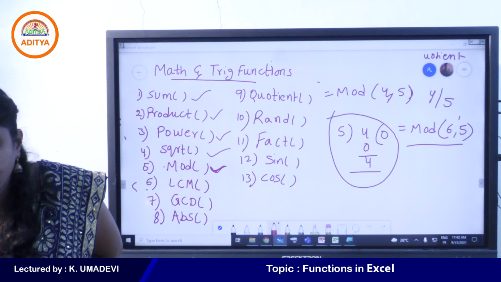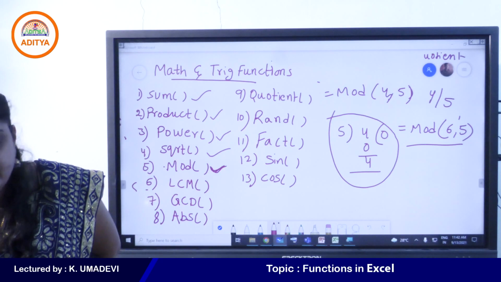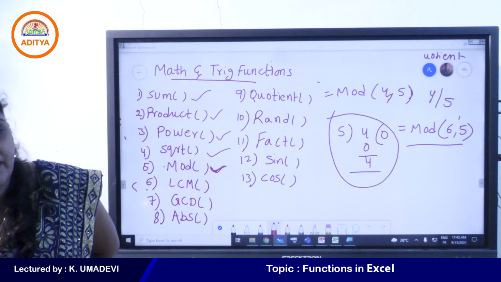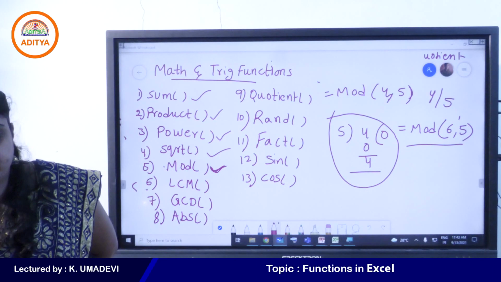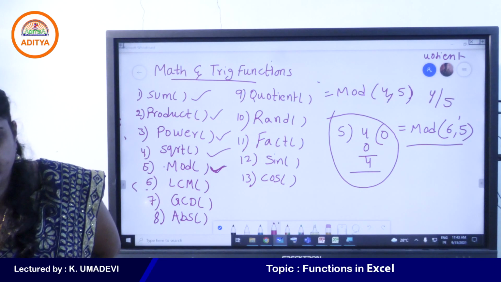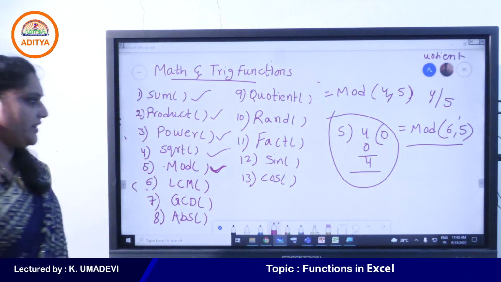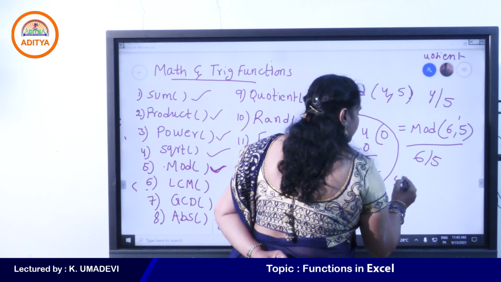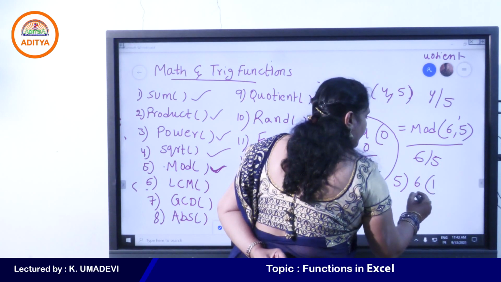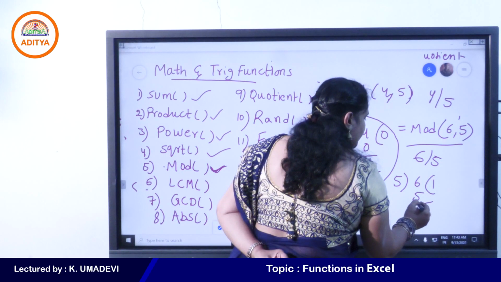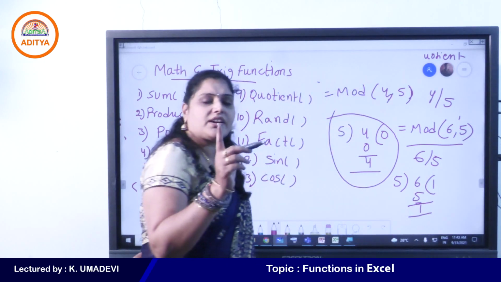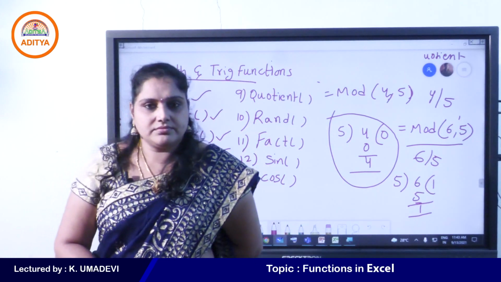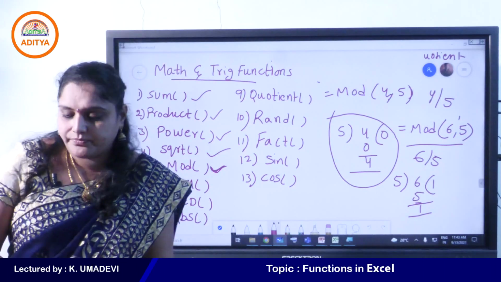Very good. Most of you have given the correct answers. Yes, of course, the quotient is 1, but it gives the remainder. Yes, 6 by 5, right? So that means 5 ones are 5 and the remainder is 1, right? So 1 is the correct answer. Clear, students?